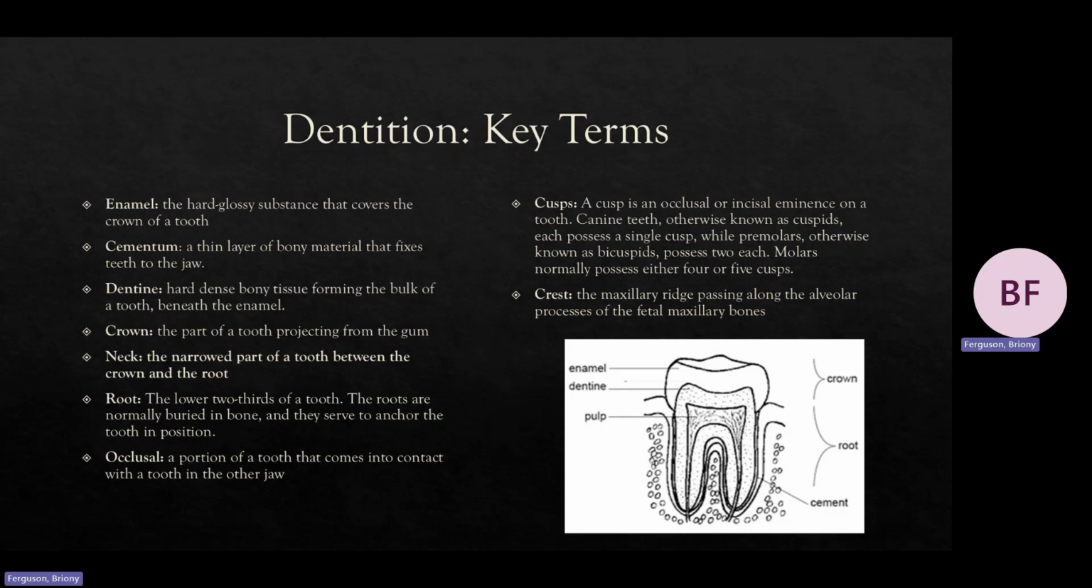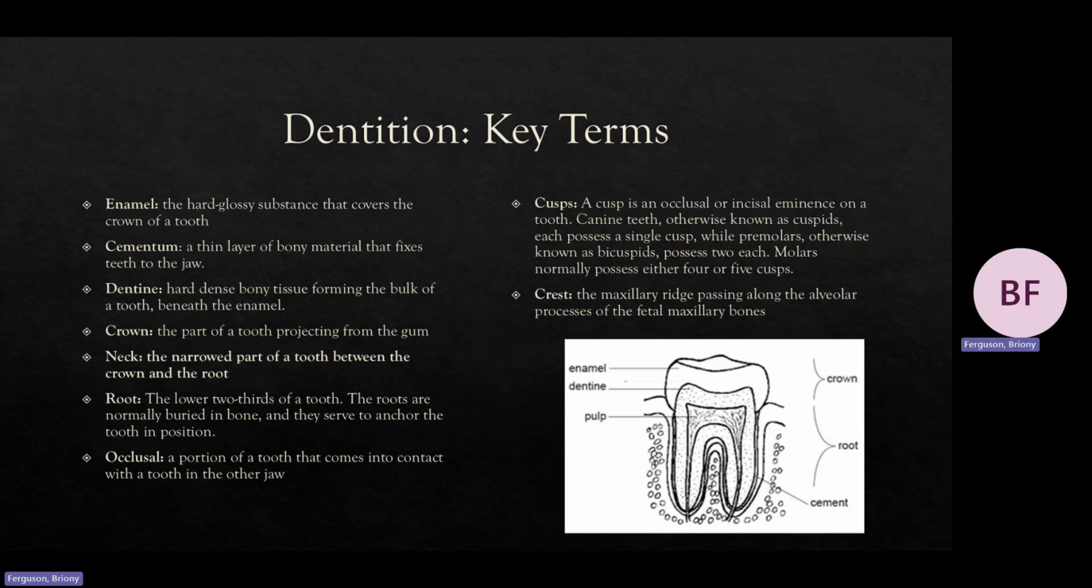Now we're going to go over some key terms about dentition. Most of these aren't super important for you guys to know, but they are leading up to something, I promise. So to start off, we have enamel. This is that hard, glossy substance that covers the crown of the tooth. This is what we try to protect by brushing our teeth.